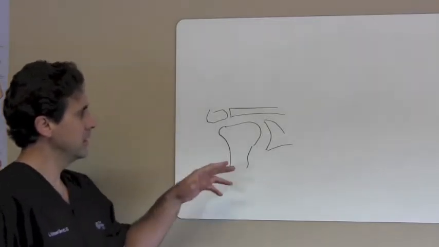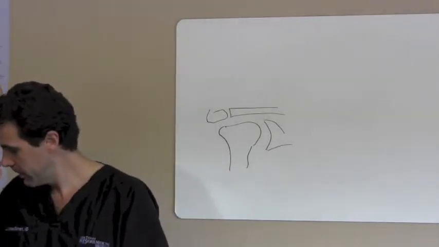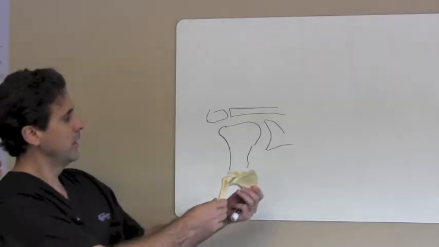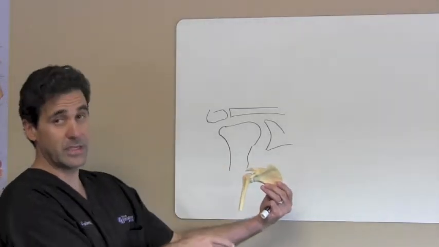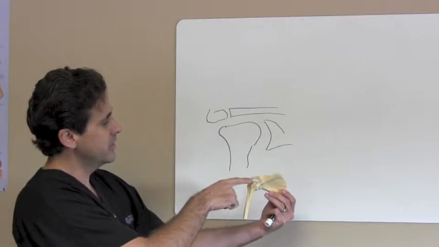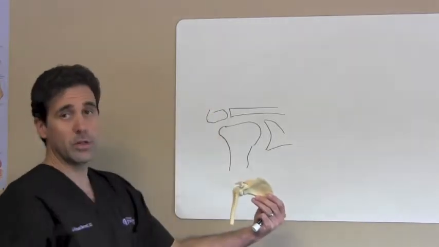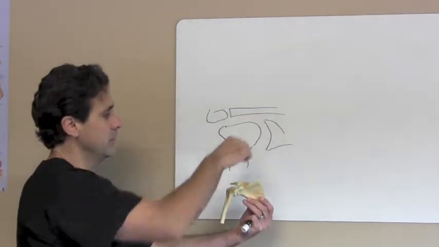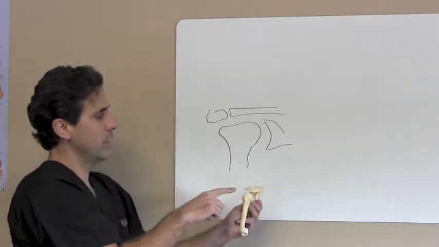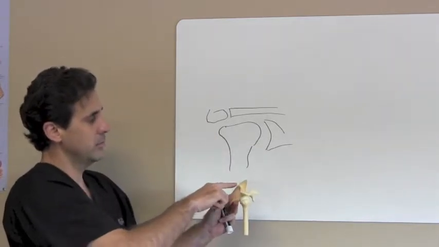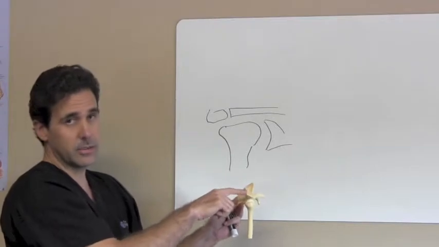This here is this, as best I can draw it. This is your AC joint right here, the acromioclavicular joint. Clavicle meeting the acromion, which comes off of the scapular spine here in the back of the shoulder.